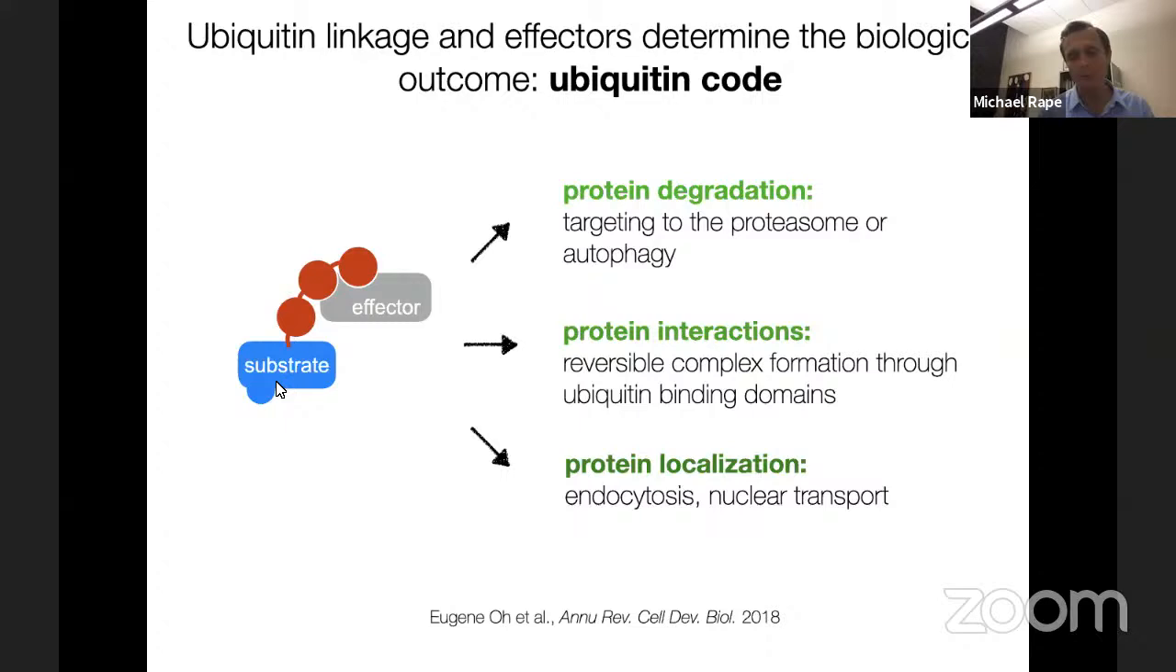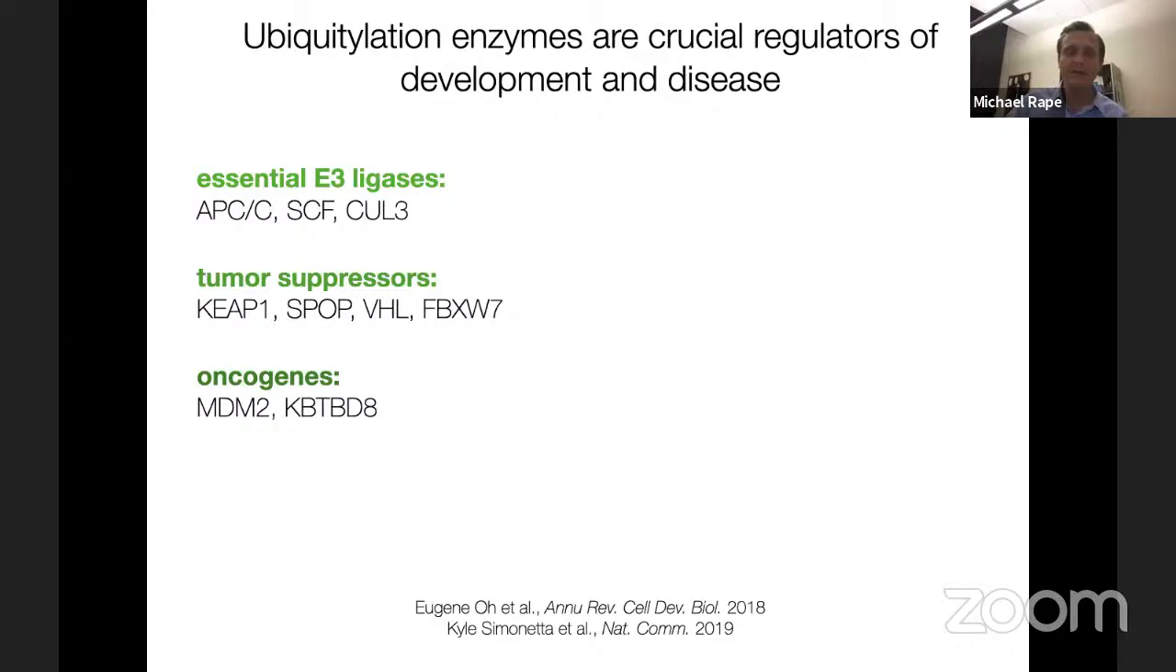And not surprisingly, if you have so many genes that have such biochemical power in the cell, many of the responsible enzymes are very important. You cannot be more essential than being essential, but some of the most important regulators in the cell are E3 ligases, such as the anaphase promoting complex, discovered in part by my postdoc advisor, Marc Kirschner, which, if you don't have it, you don't even divide a single time.